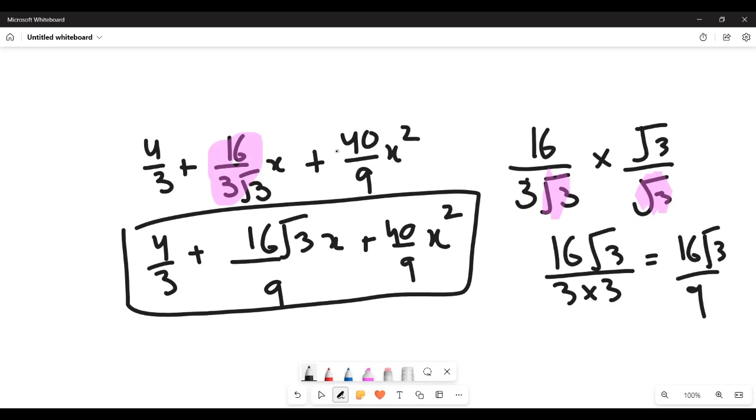Now we can start the worksheet. I'll send the worksheet in the group after the class. And in fact, I think I have already sent you guys the worksheet. Let's start with question number 1.